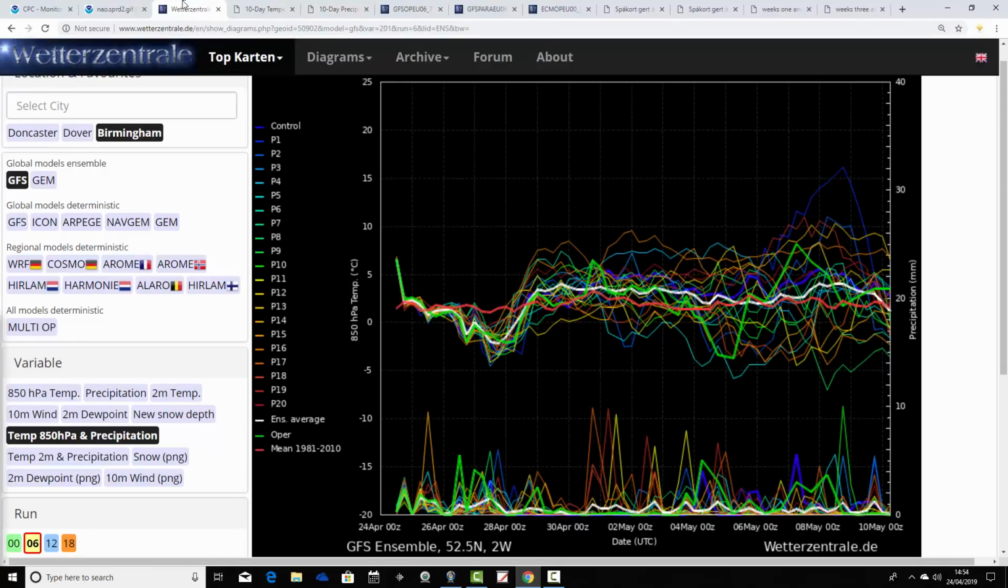GFS upper air temperature and precipitation ensembles for the next couple of weeks. We're looking at Birmingham today. So the red line here is the 30-year upper air temperature average for Birmingham. Still quite warm today. We've still got the legacy of the warm air that we've established over the past few days, last week or so. But it's pretty much downhill all the way. And so by the time we get through to the end of this week, so from tomorrow to Friday into the weekend, upper air temperatures are looking quite cool.